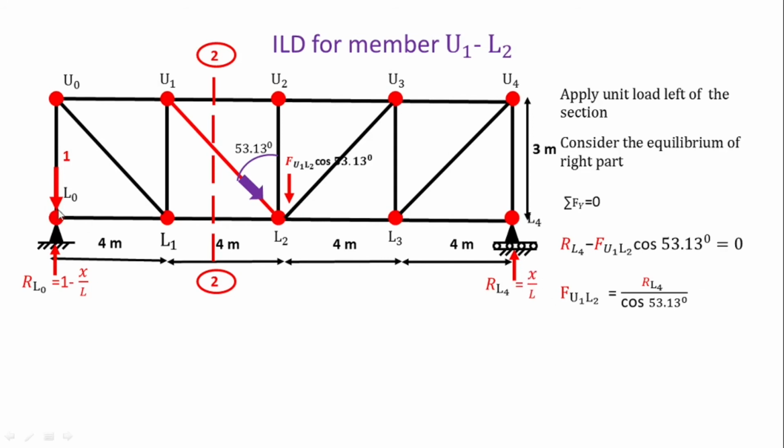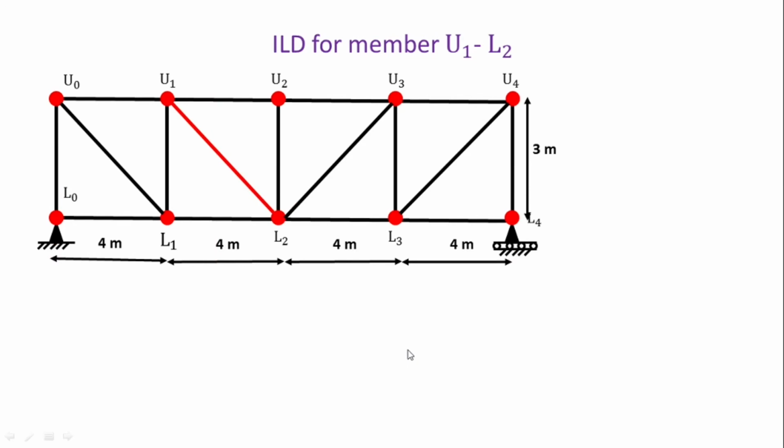Now initially the value of x is 0 because we are putting this unit load at L0, which means x equal to 0. What is the value of RL4? So RL4 is equal to 0. So automatically we get F U1 L2 is equal to 0. And initially we are considering compression, that is correct, but a 0 value doesn't affect the compression or the tension because that point is on the reference line.